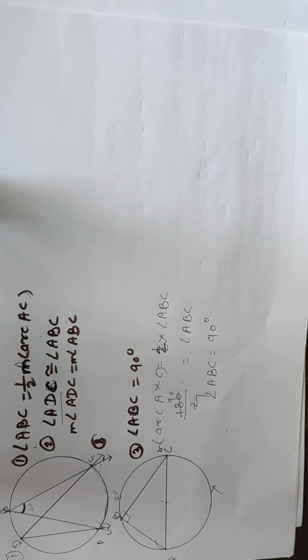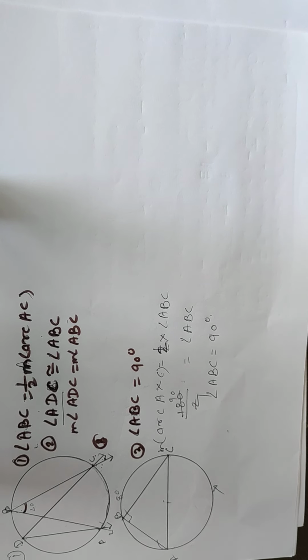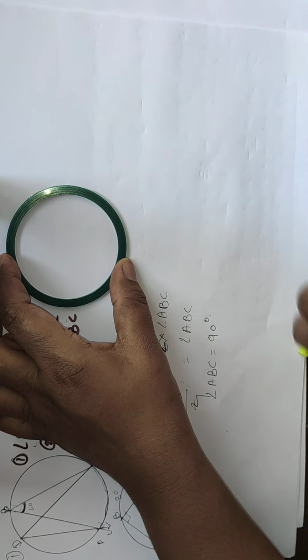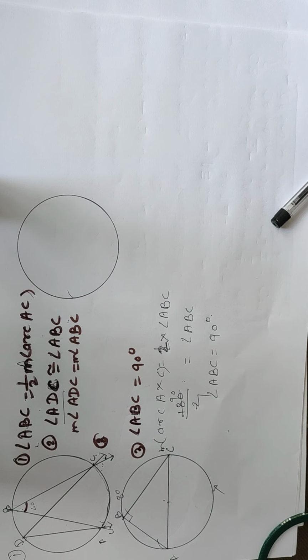Now the next point: if all the vertices of a quadrilateral lie on the same circle, then the given quadrilateral is a cyclic quadrilateral. For that we will draw one more figure here. Suppose this is your circle, and this is your quadrilateral.